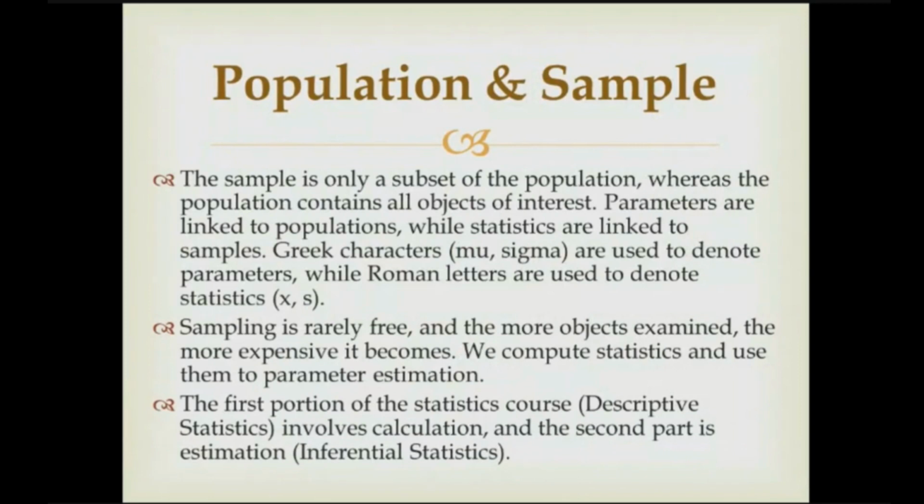Population and sample. The sample is only a subset of the population, whereas the population contains all objects of interest. Parameters are linked to population, while statistics are linked to samples. Greek characters are used to denote parameters, while Roman letters are used to denote statistics. Sampling is rarely free, and the more objects examined, the more expensive it becomes. Then compute statistics and use them for parameter estimation.